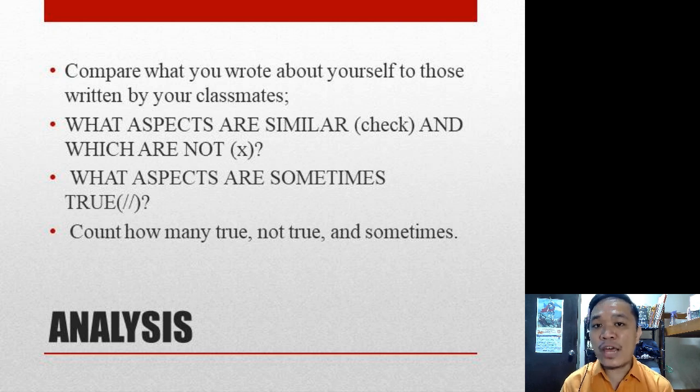But if you think that they mention qualities that are not true to you, you will jot down those qualities and put X if you don't see that it is you. But if you feel like you are sometimes that kind of person, then you will jot down those and put a bar sign. Then count how many are true and how many are not true and sometimes not true. You can pause this video for a while to compare your answers with your classmates.